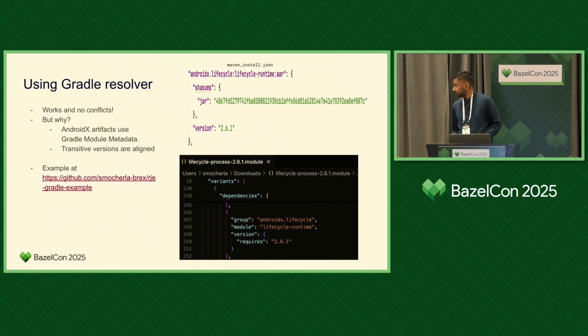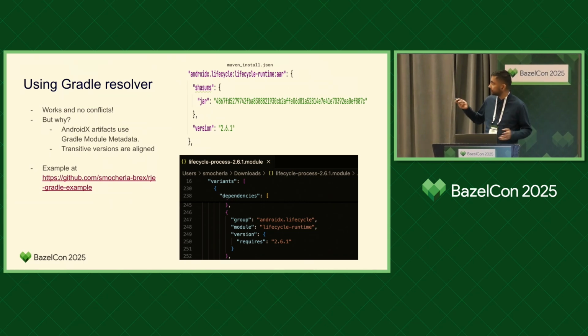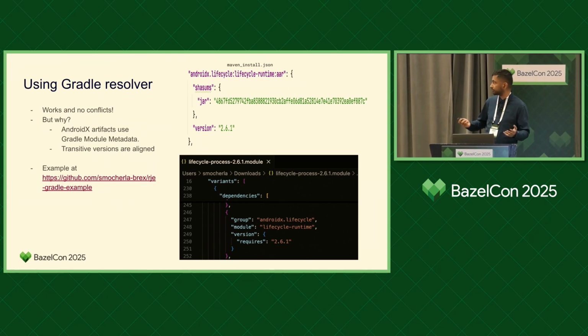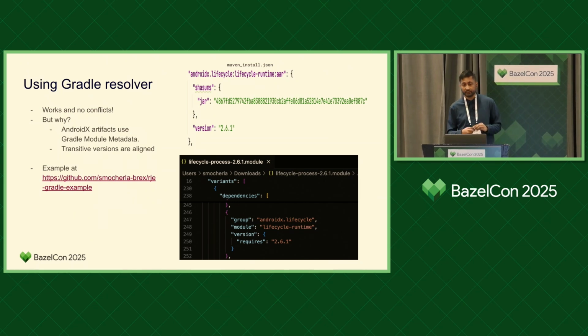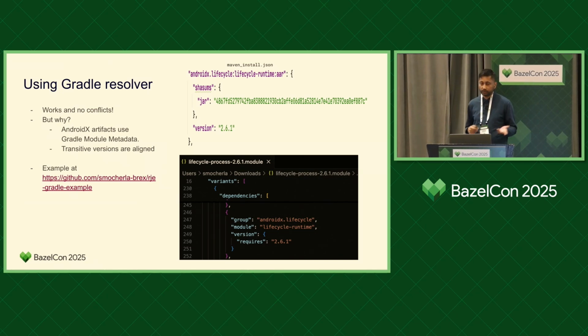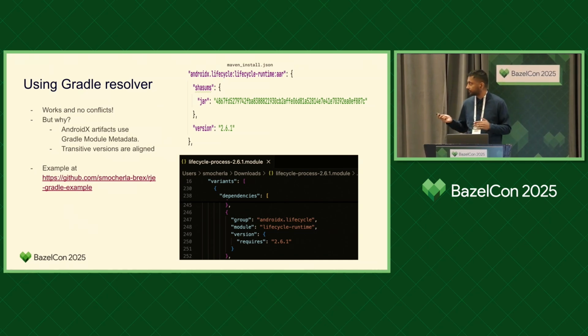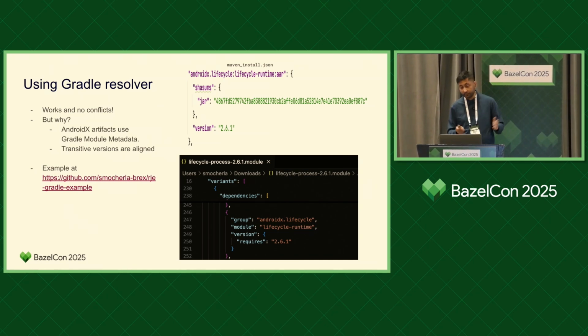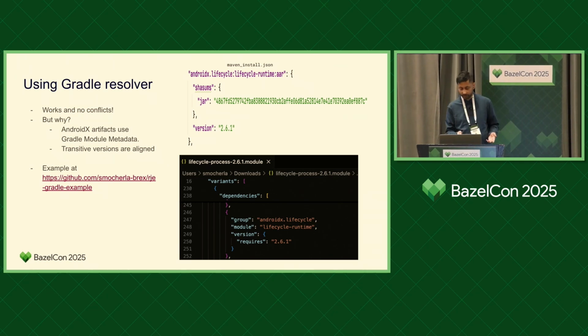Okay, so now I try with the Gradle resolver, and it actually works. As you can see here, one of the artifacts that conflicted resulted in 2.6.1. And why though? Well, a lot of these AndroidX artifacts are really optimized to work with Gradle, and they heavily rely on Gradle module metadata, and specifically the dependency constraints in it. So they don't need to look at POM files. The transitive versions are aligned. If you are curious, you can look at the example to see the difference. And after this, I was able to build the app and actually get it to work with Bazel, which is what I wanted.